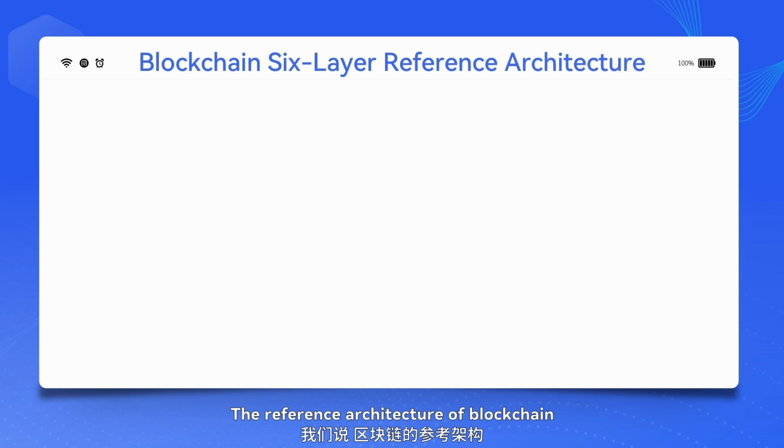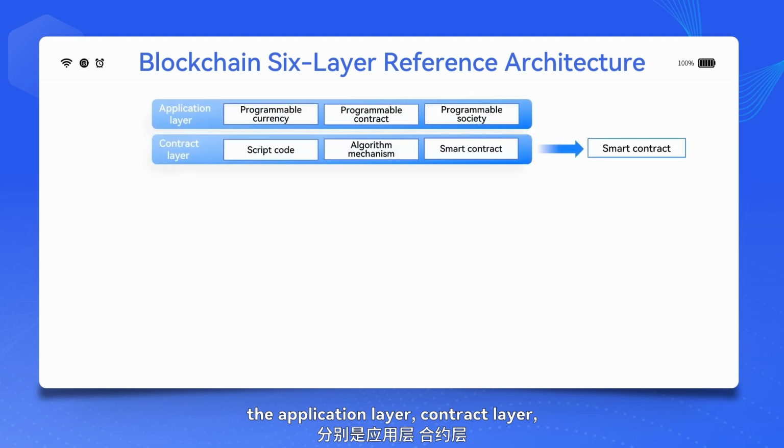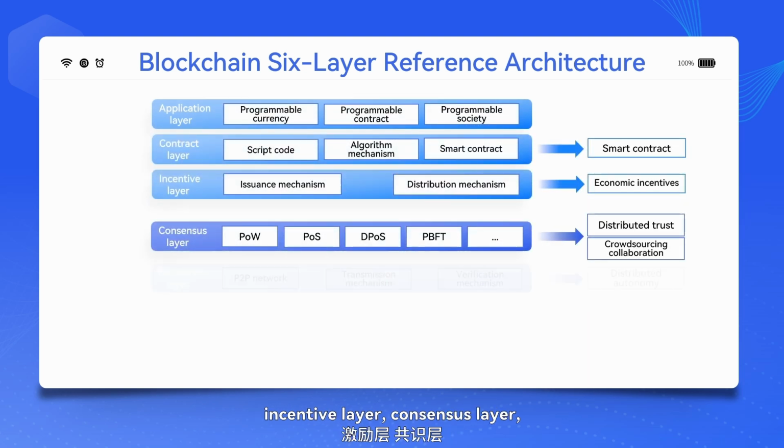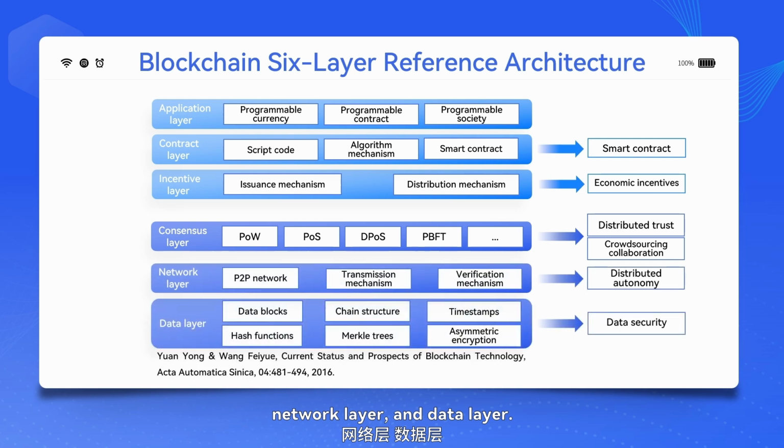The reference architecture of blockchain is mainly divided into 6 layers: the application layer, contract layer, incentive layer, consensus layer, network layer, and data layer. The 3 layers at the bottom are especially important. From bottom to top, the data layer includes data blocks, chain structure, timestamps, hash functions, Merkle trees, and asymmetric encryption. The network layer includes P2P networks. The consensus layer includes consensus algorithms such as POW, POS, DPoS, PBFT, and others.